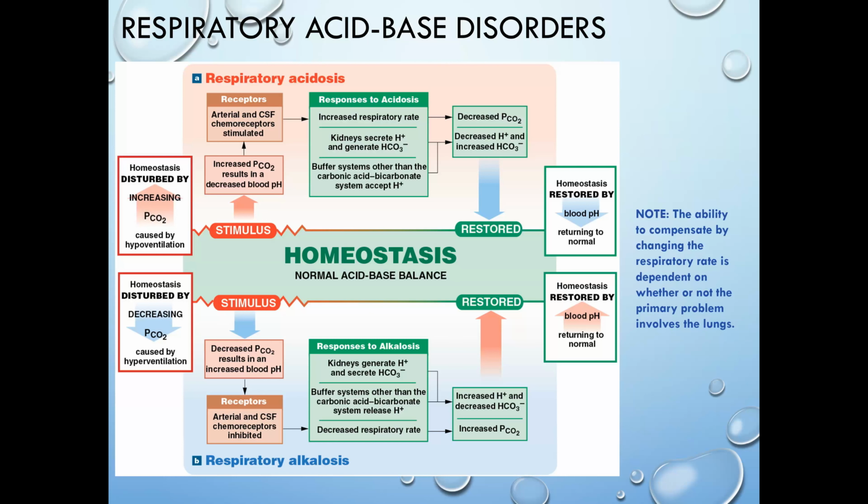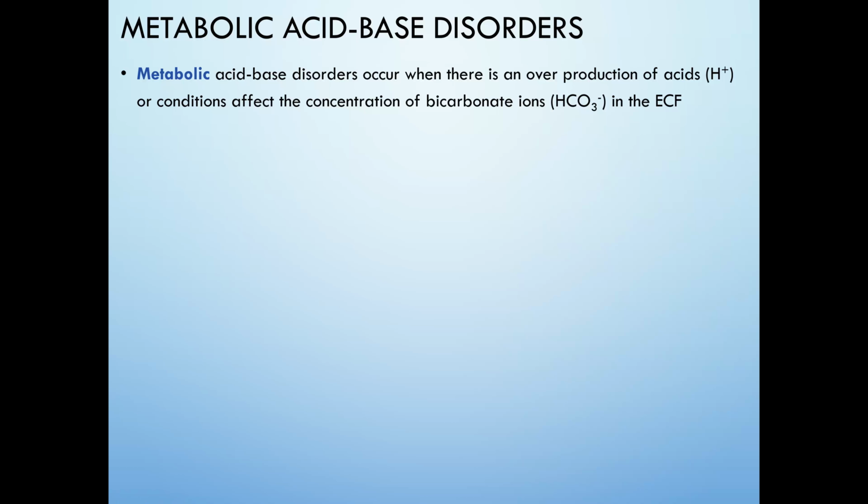So now we'll look at metabolic acid-base disorders. So metabolic acid-base disorders occur when there is either an overproduction of acids, so you're adding extra hydrogen ions, or some condition affects the concentration of bicarbonate ions in the extracellular fluid, so either an increase or decrease in bicarbonate ions.